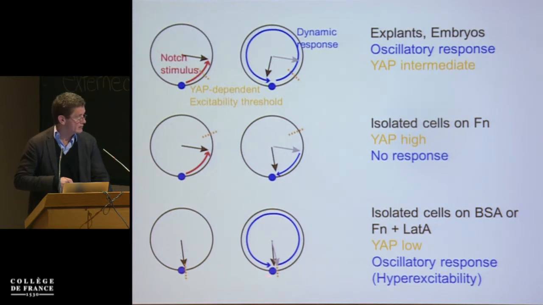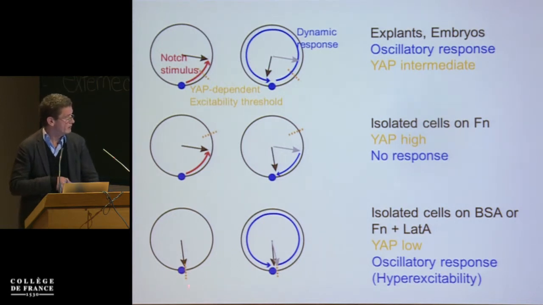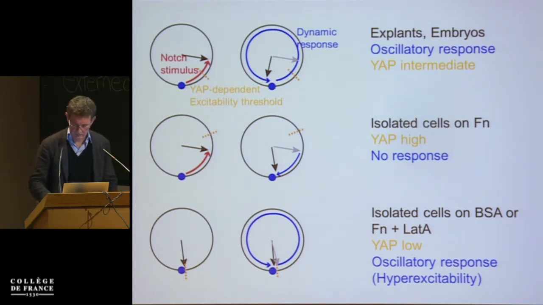And now, in contrast, if you block YAP signaling with latrunculin, or if you culture the cells on BSA, YAP is low, so your excitability threshold is very low, and then your system becomes hyper-excitable. And so then you see spontaneous oscillations of the system. So this was the conclusion of these experiments.